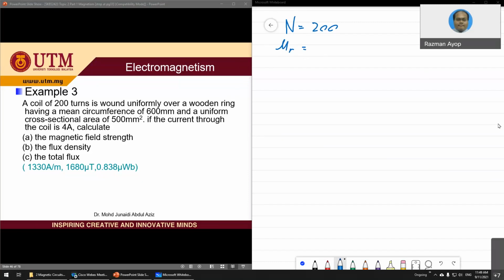How about Mosadat? Are you here? Yes, doctor. Okay, Mosadat, what is mu r for wooden ring? Wooden ring is an insulator, right? Remember that I said an insulator has mu r equal to... For insulator and free space, mu r always equals unity. So make sure you remember that. Okay, mu r is 1.